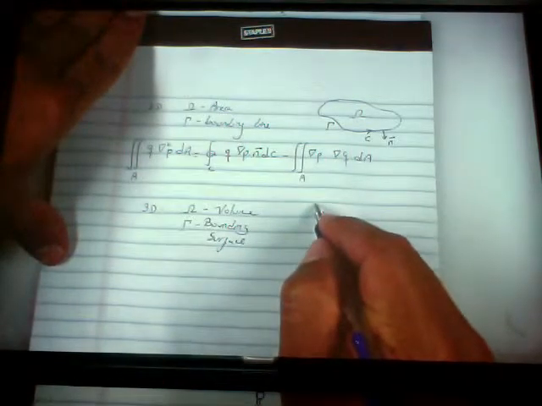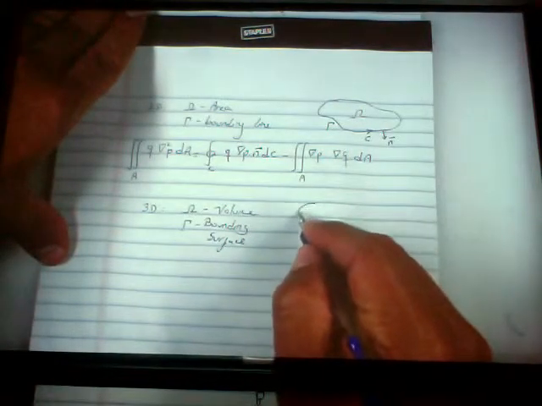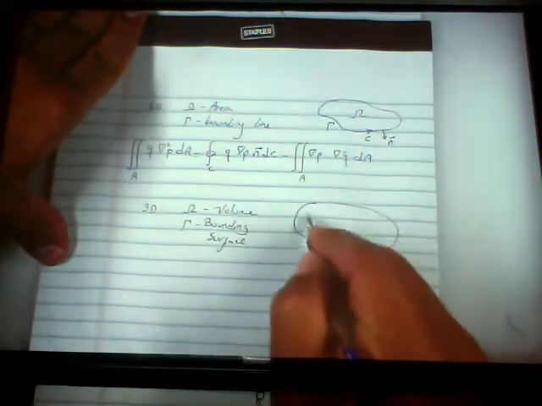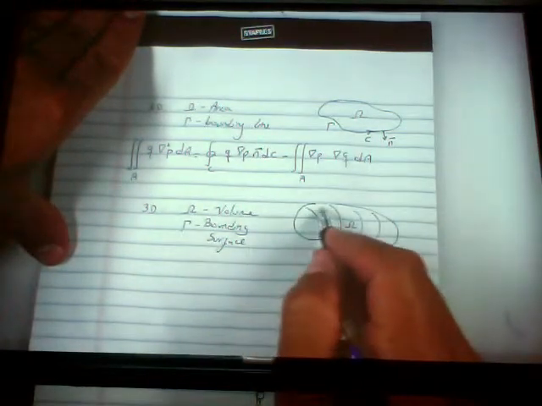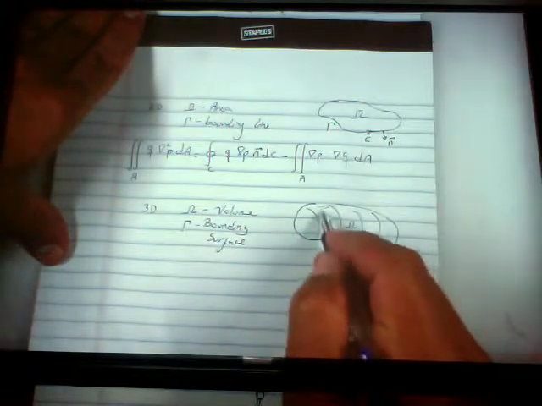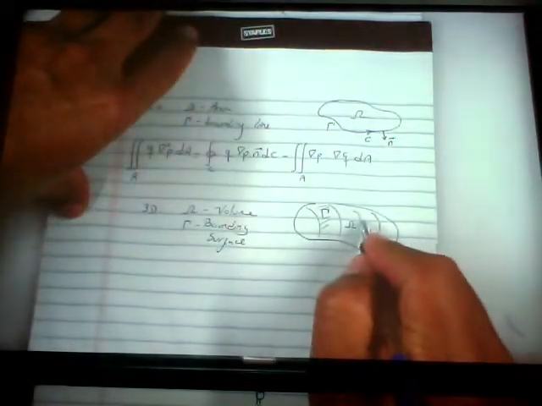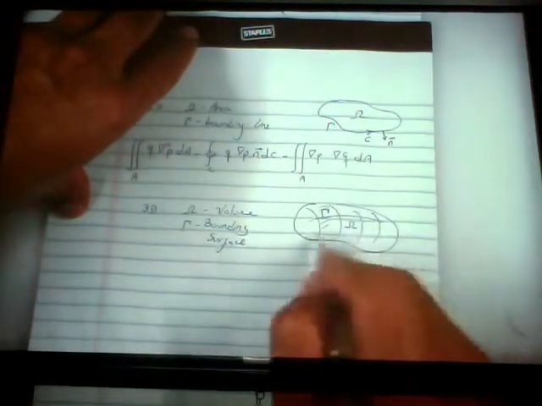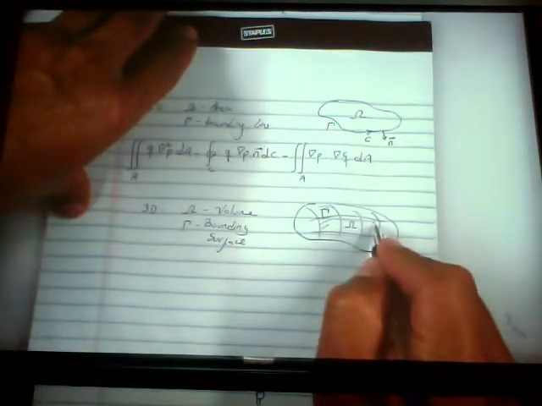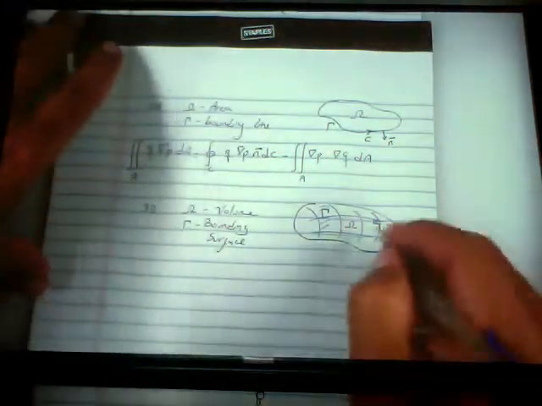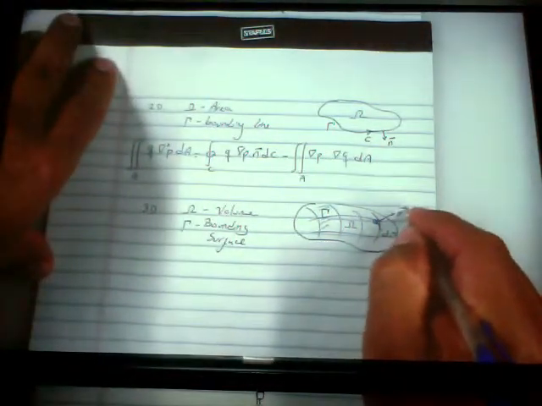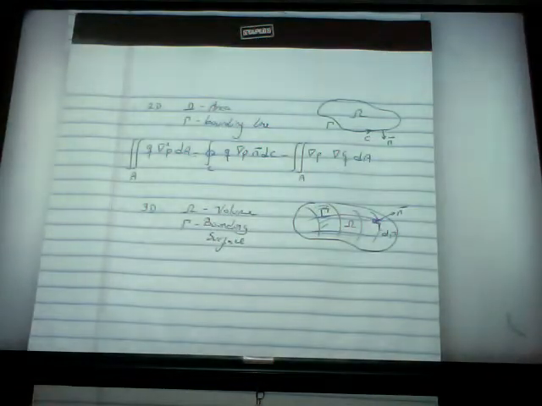And so we have omega, this is the surface gamma, the differential of surface. Let's say a little piece here is a differential of gamma, and the normal vector points in the outward direction.